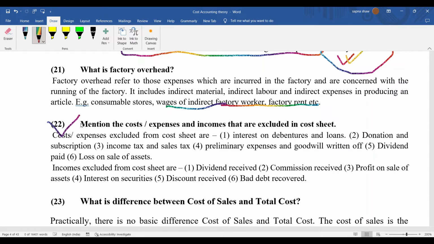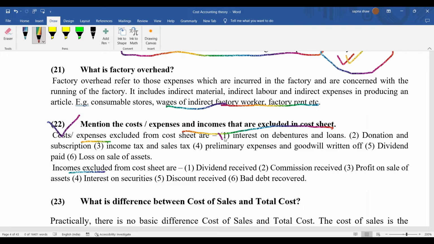The next thing is what are the expenses which we do not include in the cost sheet. These are some things you need to learn. What are the expenses and what is the income we do not include in the cost sheet? These are not part of the cost sheet. Yes, we include or exclude them in financial accounting, but these are not part of the cost sheet. We do not include them.